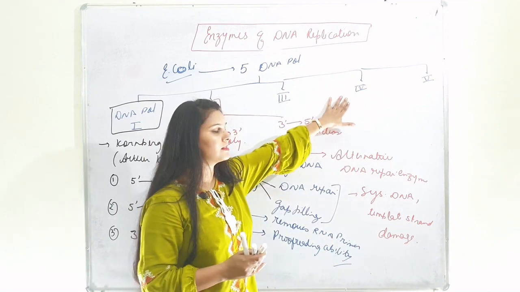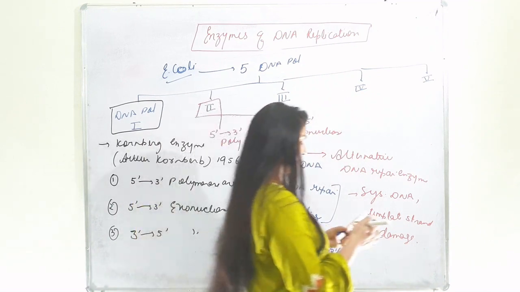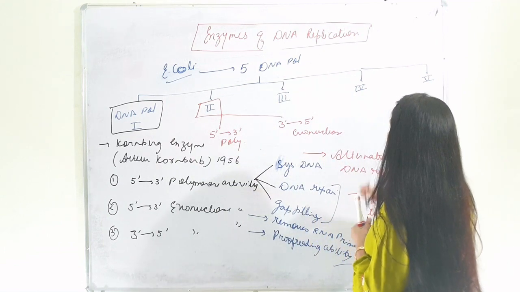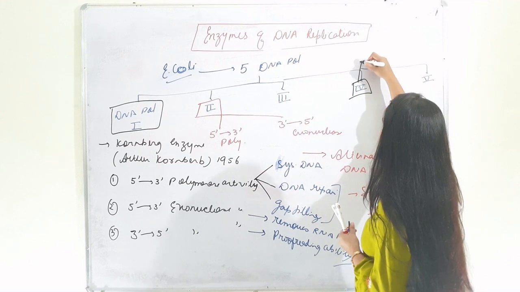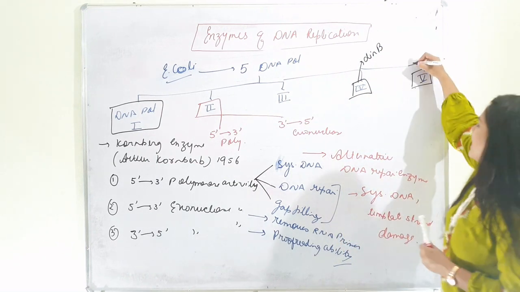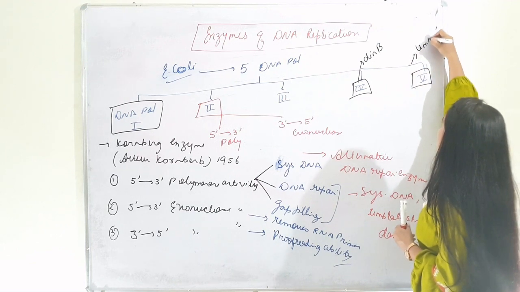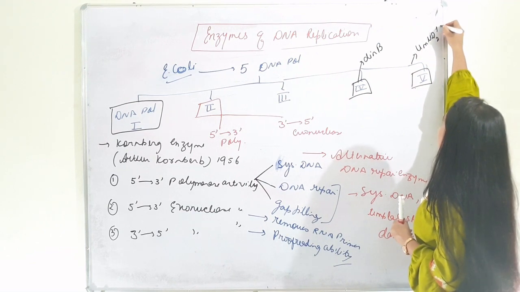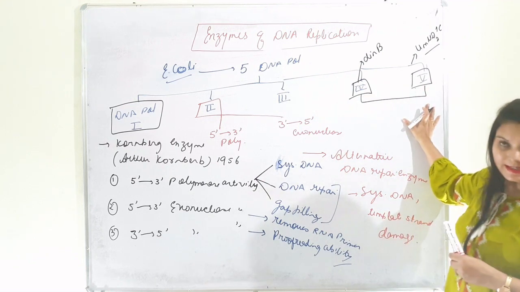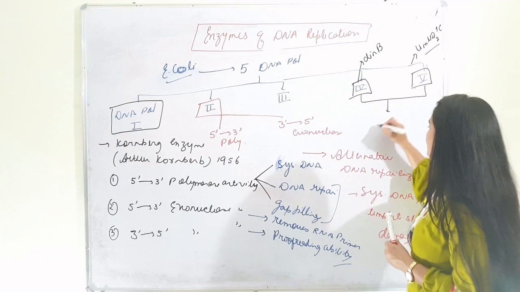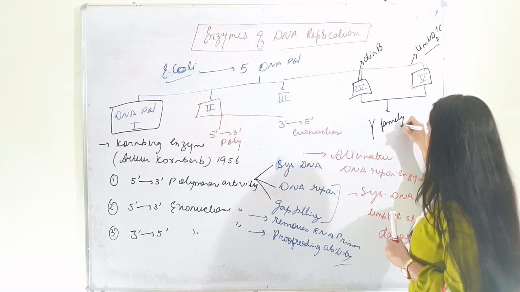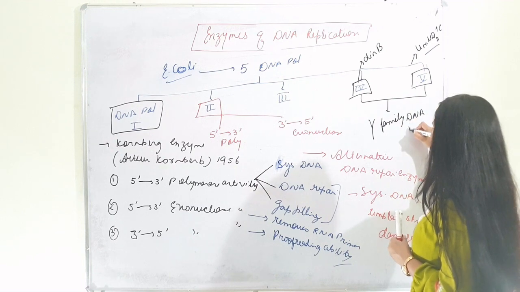Now let's discuss DNA polymerase 4 and 5 first. DNA polymerase 4 is also called DinB enzyme, and DNA polymerase 5 is also called UmuD2C. These two enzymes collectively form a gamma family of DNA polymerase.